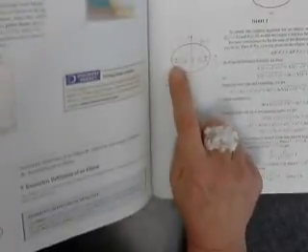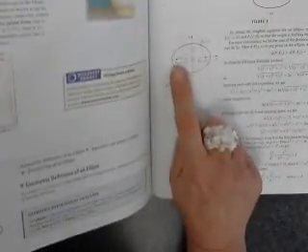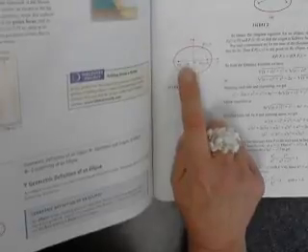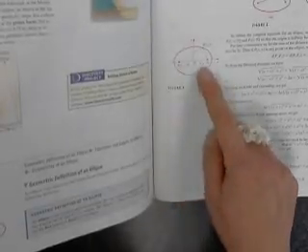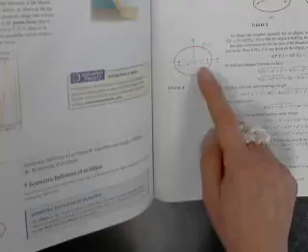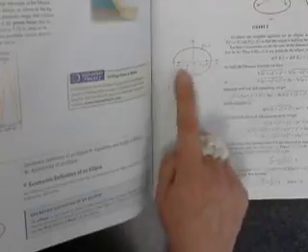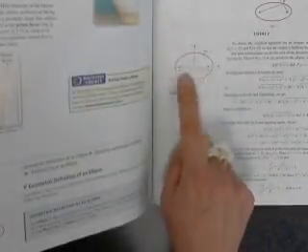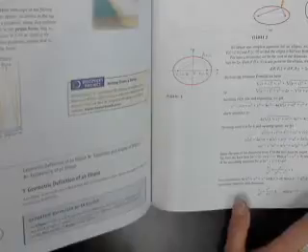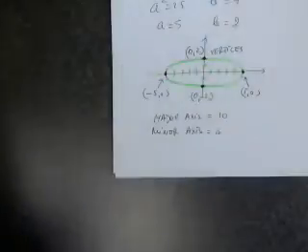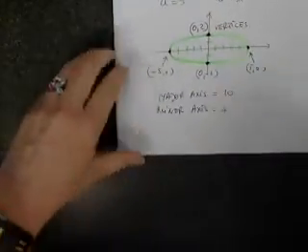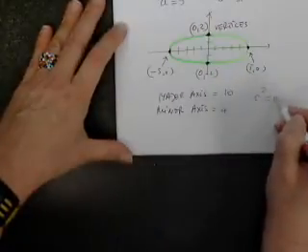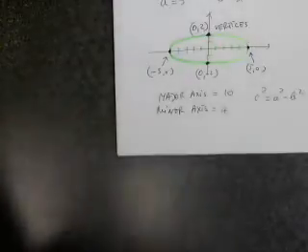So F1, the first focus, negative c comma 0. The second focus, c comma 0. How do we determine the c? And they show here a lot of work. How do we determine the c? Once we have the c, then we have the foci, the position of each of those two. Well, the formula to find the c is c squared equals a squared minus b squared.